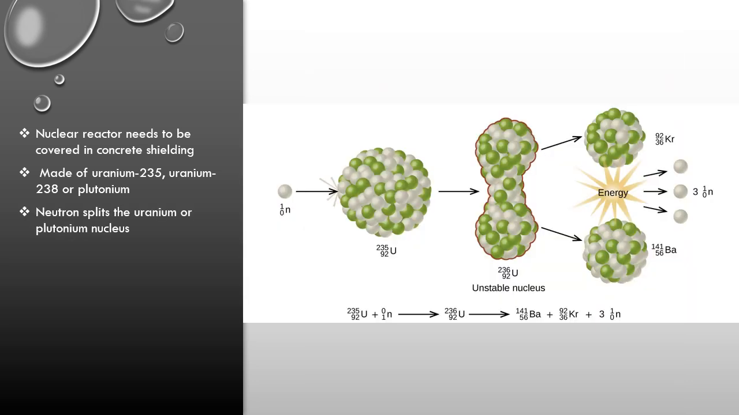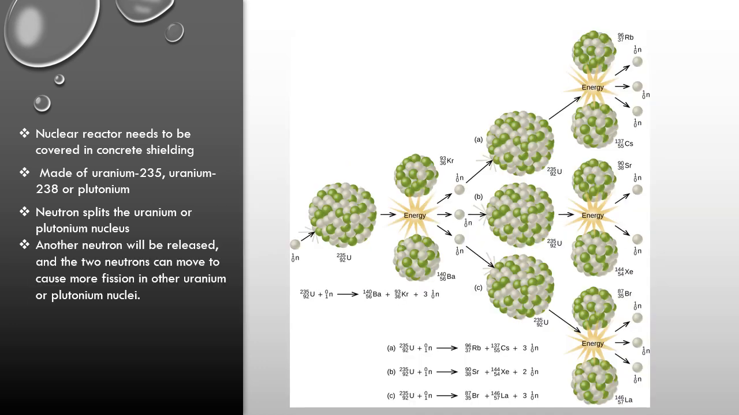What exactly happens inside a fuel rod? An incoming neutron splits the uranium or plutonium nucleus. During this process, another neutron will be released and the two neutrons can move on to cause more fission in other uranium or plutonium nuclei. The chain reaction occurs at this time. An example of a chain reaction is as follows.